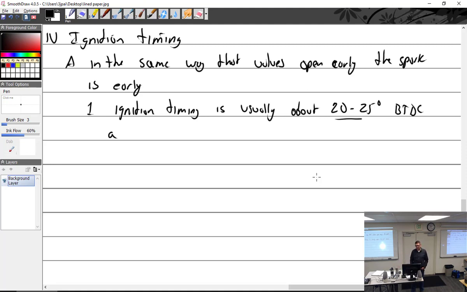So what happens if I bump it then? It's a little bit earlier than that. Go to 25, because that'd be earlier. Bigger the number, the further down it was. Go a little bit more. What happens? Raise cylinder temperatures.